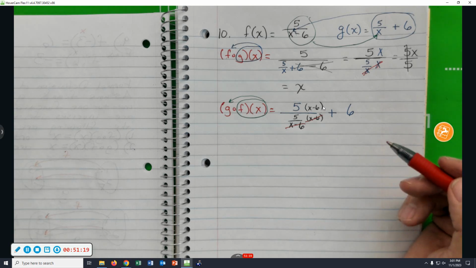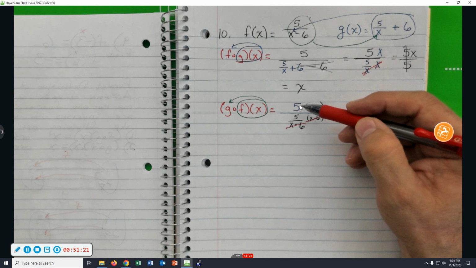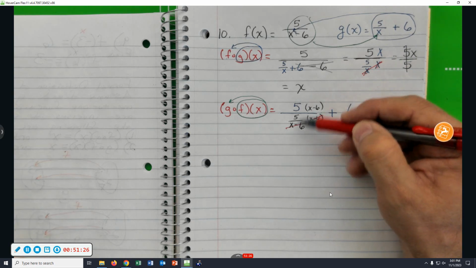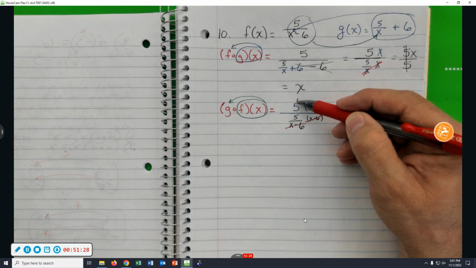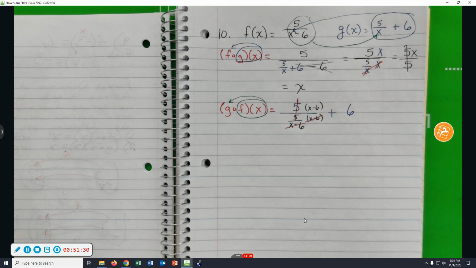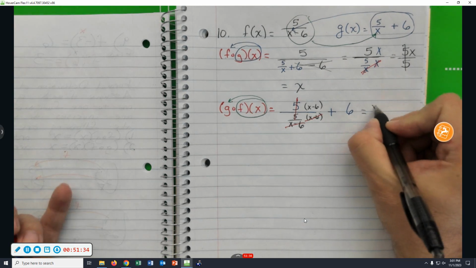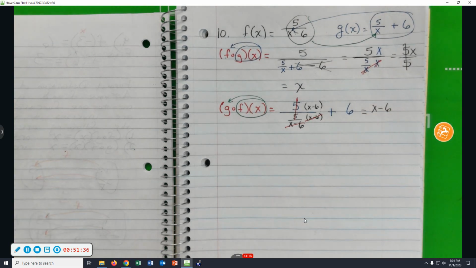Remember, you're trying to cancel. This is already factored here. 5 times (x minus 6), it's already factored. Would y'all cancel the 5? I would write it out all. I'd write the 5 times (x minus 6) all over 5. I'm going to just write x minus 6.